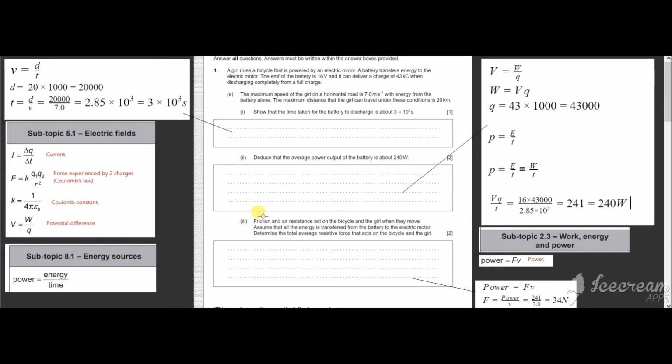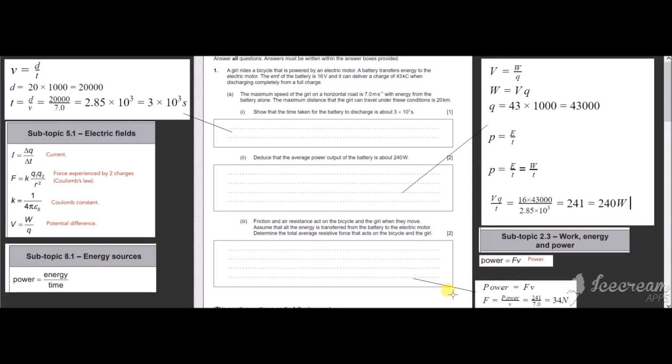To solve part 3, friction and air resistance act on the bicycle and the girl when they move. Assume that all the energy is transferred from the battery to the electric motor. Determine the average resistive force that acts on the bicycle and the girl. So the resistive force is actually equal to the force of the engine. Therefore the equation we're going to use now is power is equal to force times the velocity.